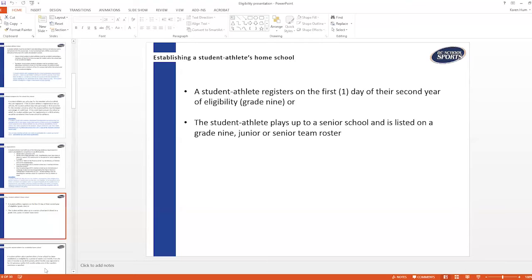Okay, so we're going to move forward to establishing a student athlete's homeschool. A student athlete establishes their homeschool on the first day of their second year of eligibility. So grade 9, on the first day of grade 9, that's when they've established their homeschool in terms of athletic eligibility. The other way that they potentially establish their homeschool: if a student athlete is attending a middle or junior school and they have a feeder senior school and they apply to play up to that senior team, and they're listed on a grade 9 junior or senior team at the more senior school, by doing so they have then established their homeschool for athletics. There's not a lot of those that happen anymore, middle schools and so forth, only in smaller communities, but if they play up to that more senior school, that is their homeschool for athletics. And if they choose not to go to that school, they are then subject to transfer rules as well.